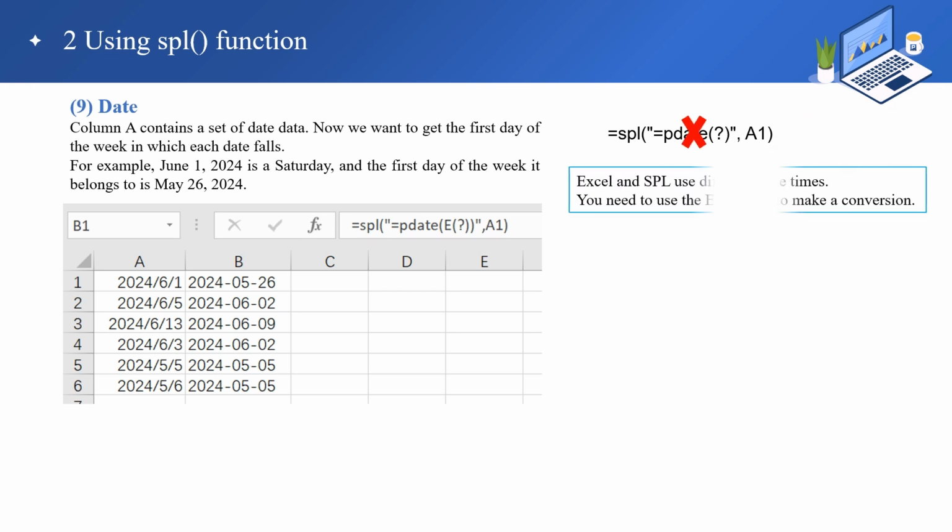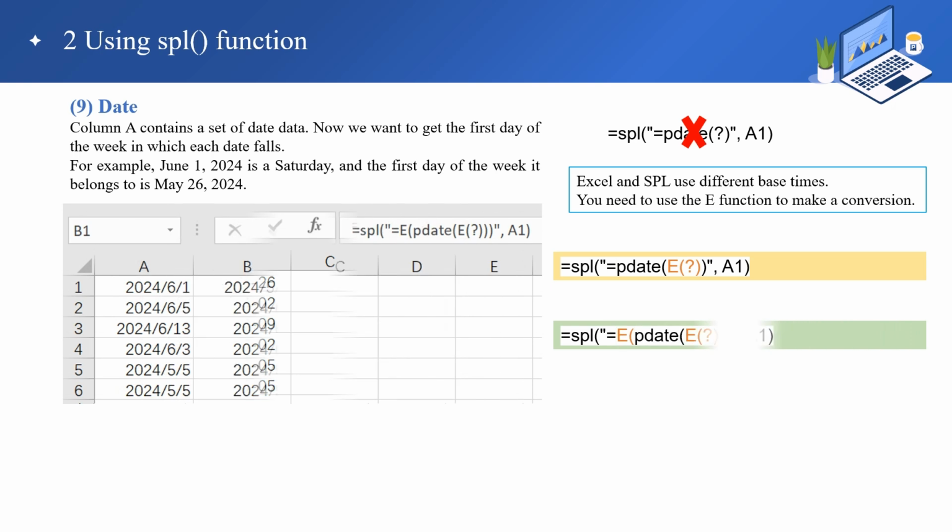The reason is that Excel and SPL use different base times. Excel takes January 1, 1900 as its base time, while most programming languages like SPL use January 1, 1970 as base time. Therefore, you need to use the function to make a conversion, and then you can get the correct result. Careful readers may find that the format of the results calculated in column B is different from that in column A. Column A contains dates, aligned to the right, while column B contains texts, aligned to the left. If you want column B to output date format, you need to use the function again to convert it back to the Excel date format.